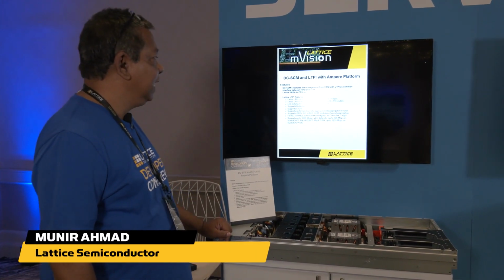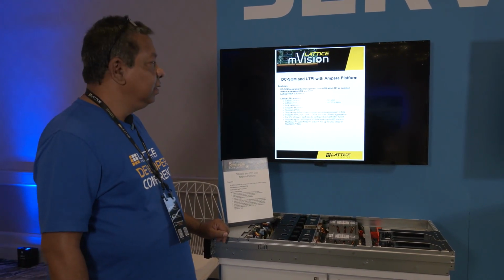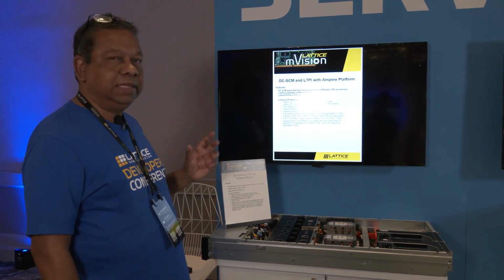What we are demoing today is DC-SCM and LTPI with Ampere platform. There are a couple of things I would like to mention here. One is that this is definitely the DC-SCM.